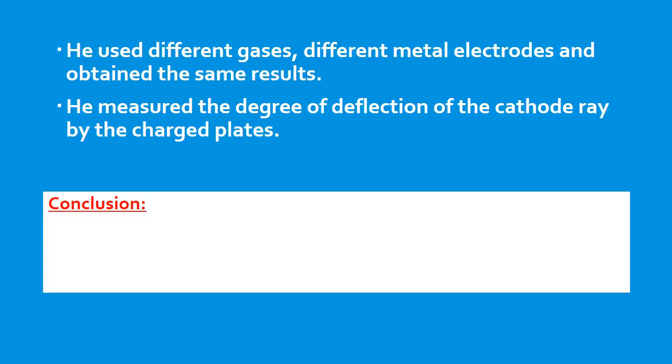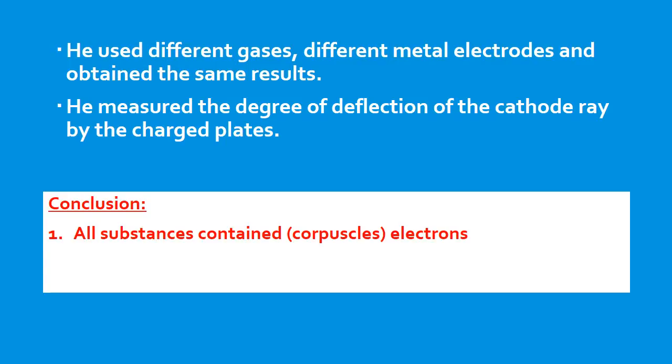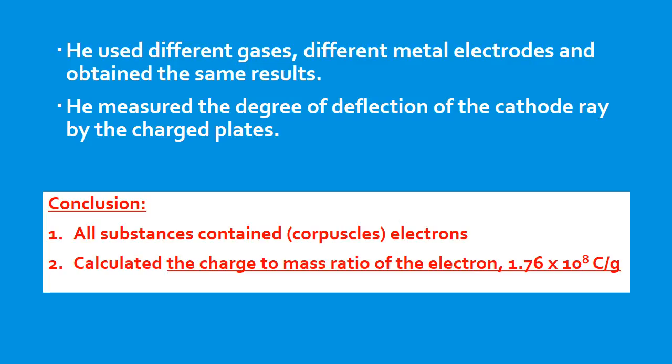So from these results, he concluded that all substances were made up of these tiny particles called electrons, or corpuscles as he called them at that time. And he also calculated the charge to mass ratio of the electron.